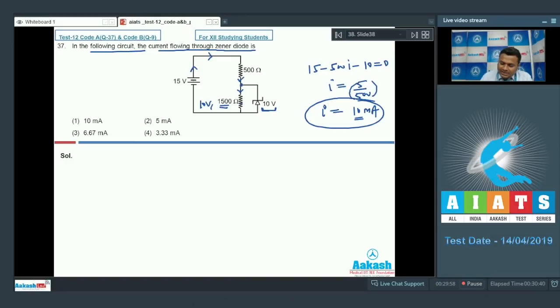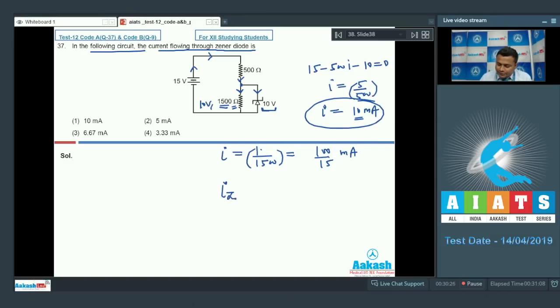Let us calculate the current flowing across this 1500 ohm. So I across 1500 ohm will be potential difference 10 upon 1500. After solving, that gives you 100 upon 15 milliampere. So the total current is 10 milliampere, and 100 upon 15 is flowing through 1500. So the rest of the current will flow through the Zener diode.